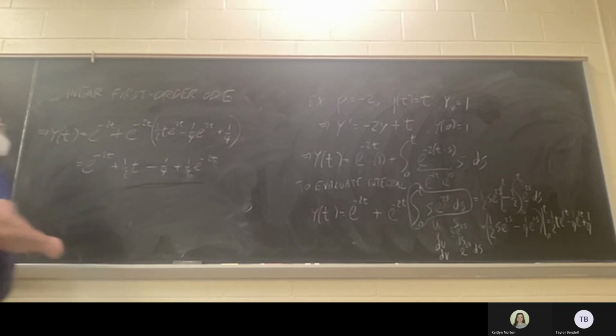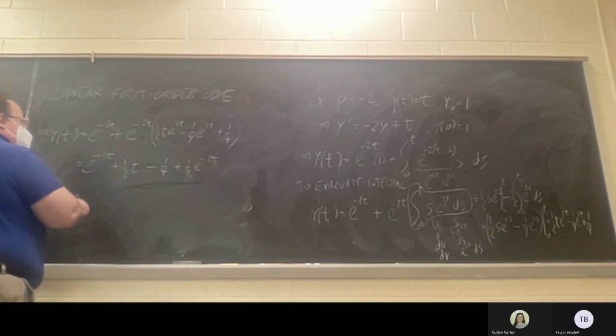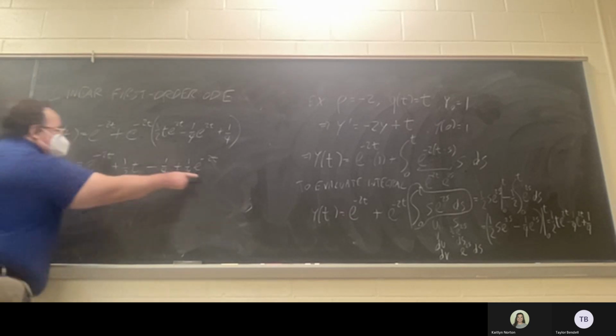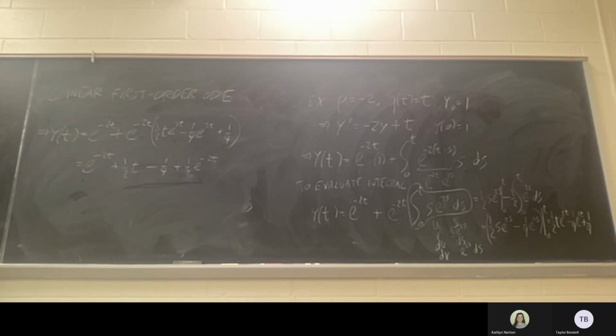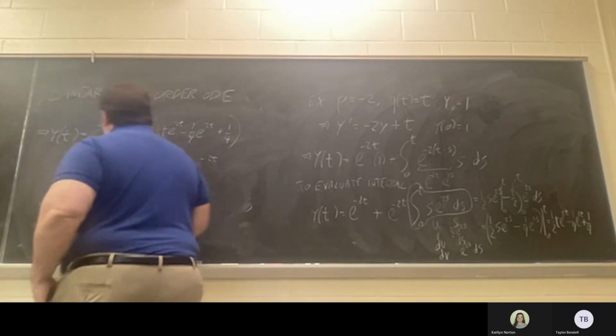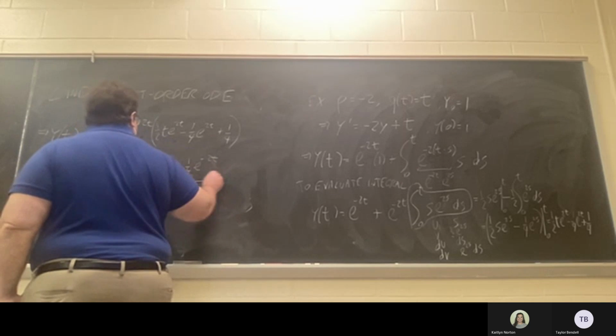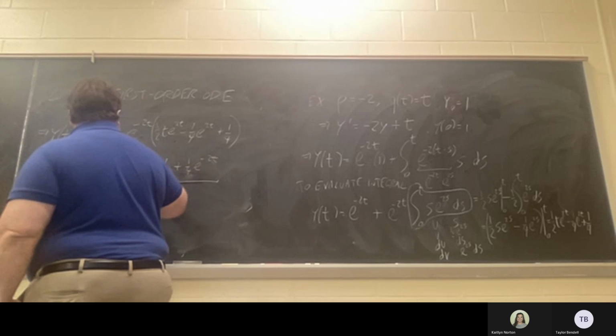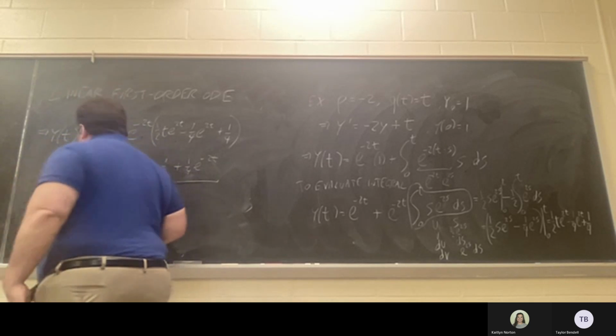Actually, I can condense it a little bit. So I'm going to label these two pieces. I could combine these like terms, but I'm not going to in this case. I want to talk about these two pieces separately. I'm going to label this y sub h of t, and this is y sub p of t.